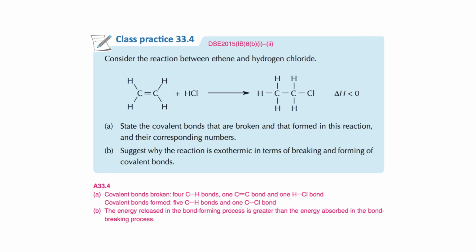So let's have a look at a class practice. Right here, we have ethene reacting with hydrogen chloride, and we know that delta H is smaller than 0. That means it is a negative value, so it is an exothermic reaction. State the covalent bonds that are broken and that are formed in this reaction.